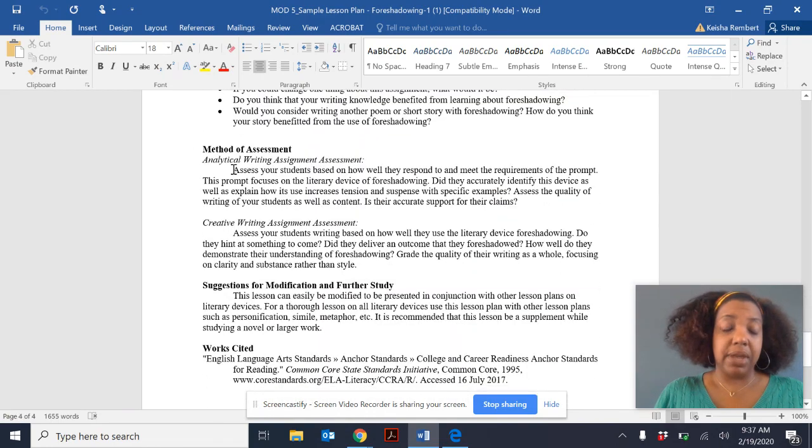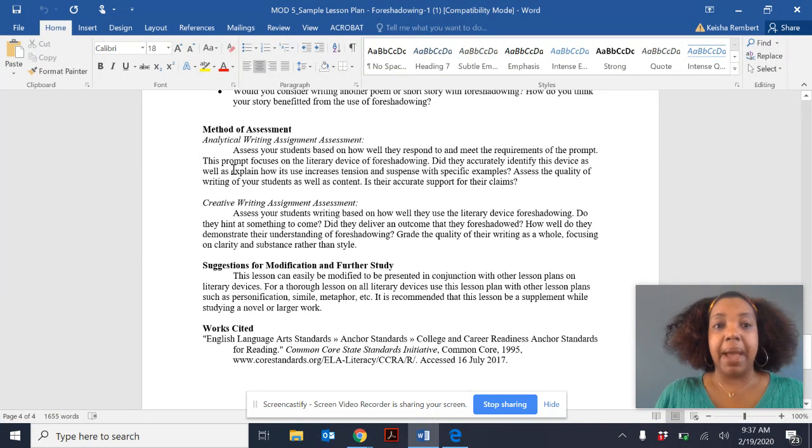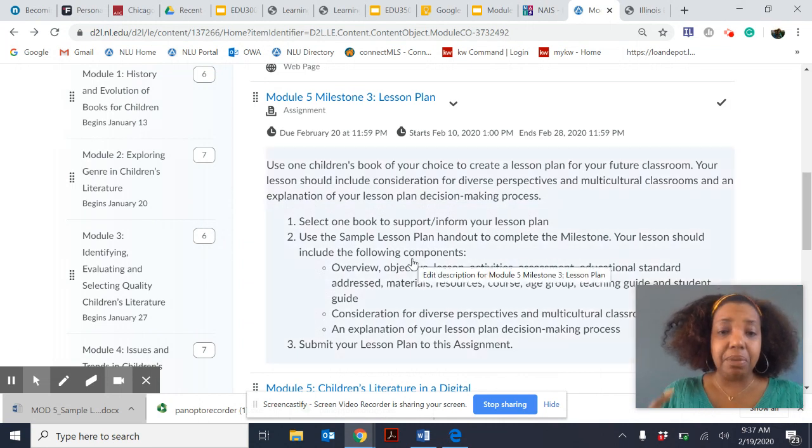But the next most important thing, in my opinion, is that method of assessment. So how are you going to know that students have mastered or are developing or emerging in this skill? And so that's important, along with your works cited information that identifies any additional resources that you used in helping to develop your lesson. So that really is the core of the lesson plan.